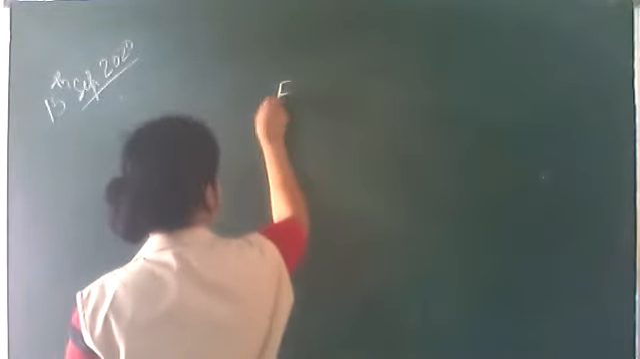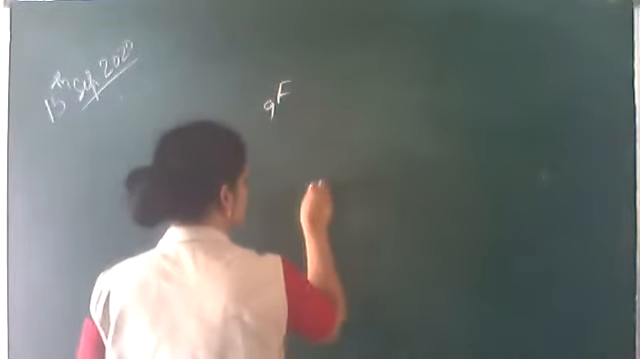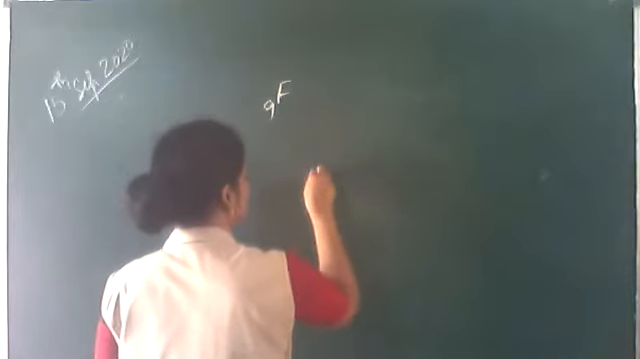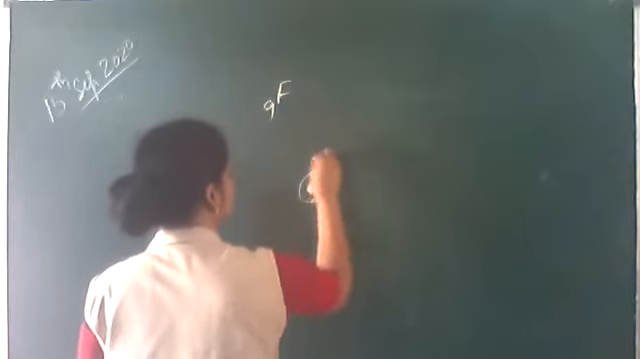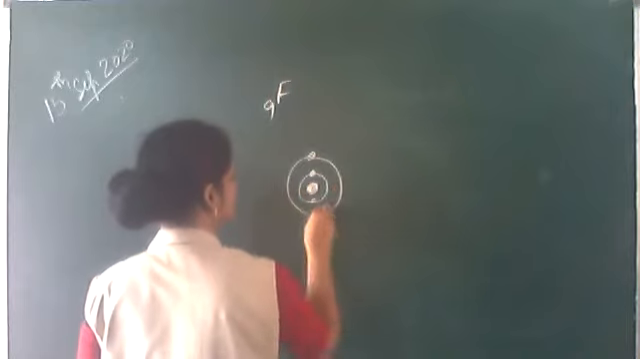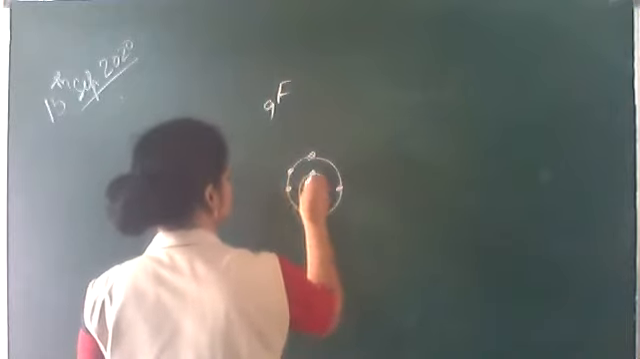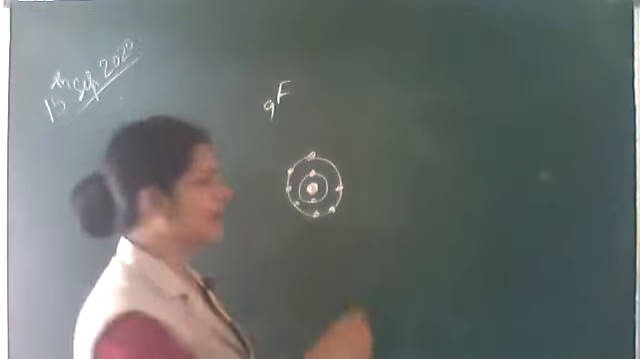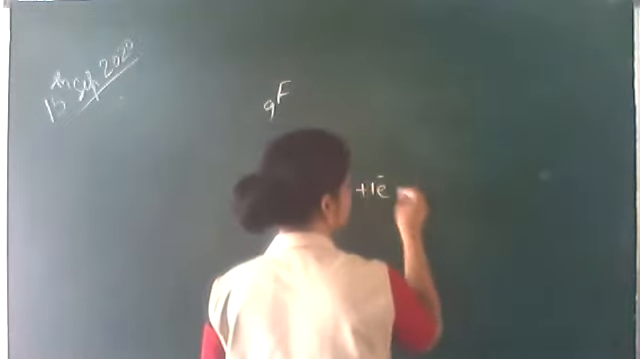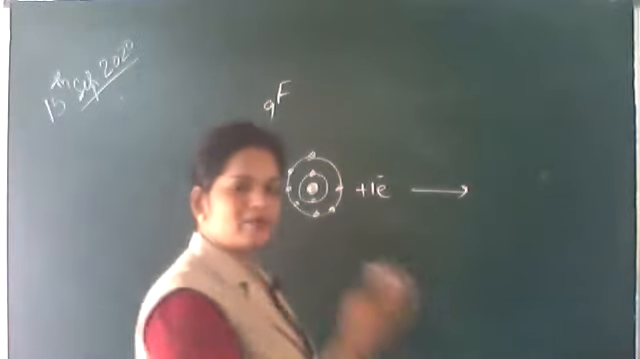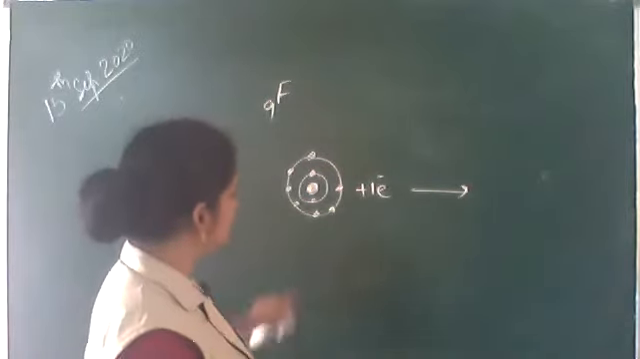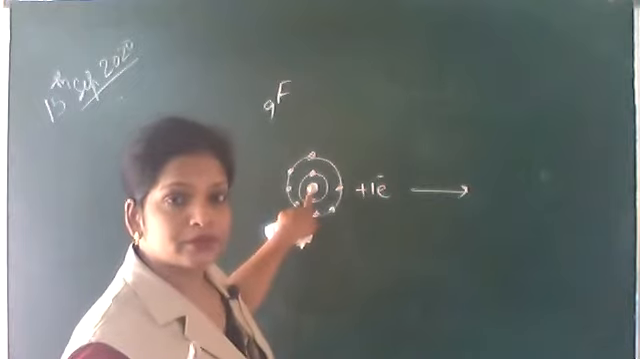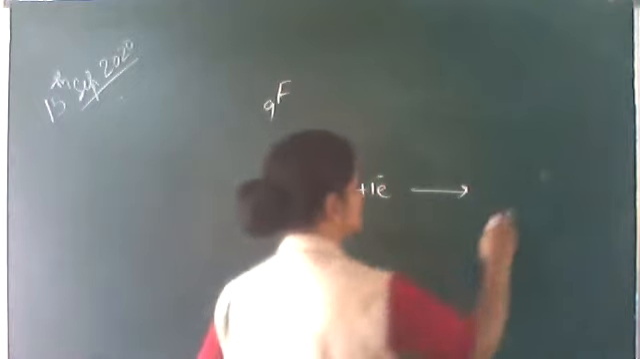Consider fluorine. Fluorine with atomic number 9. This is the nucleus, first shell 2, second shell 7. Now I am adding one electron to this. So when I add one electron to this, what happens? 9 protons and 10 electrons now.